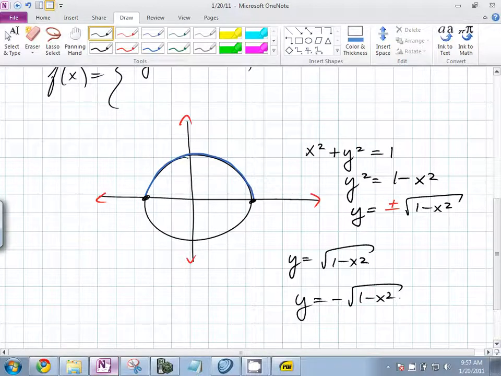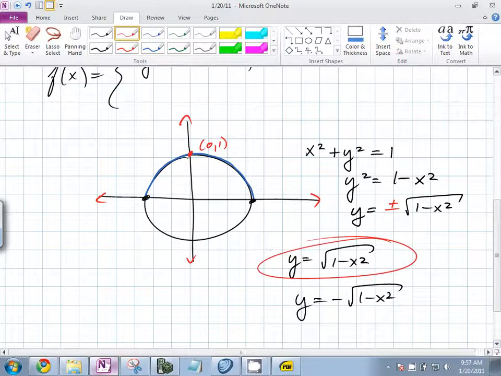One of them is the top, and one of them is the bottom. How do you go about figuring out which one's the top and which one's the bottom? Try some numbers. What's one point that the top arc goes through that the bottom does not? Y equals 1. Yeah, it goes through this point, 0, 1. So when x is 0, y better be 1. Which one is it going to be? Top. Yeah, it's going to be this one right here. When you plug in 0 for x here, what do you get out? Yeah, so this is the top, and this is the bottom.